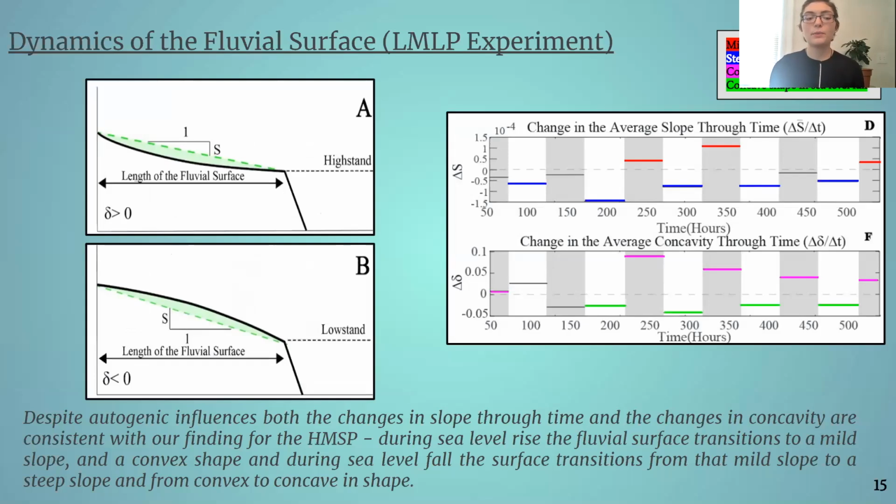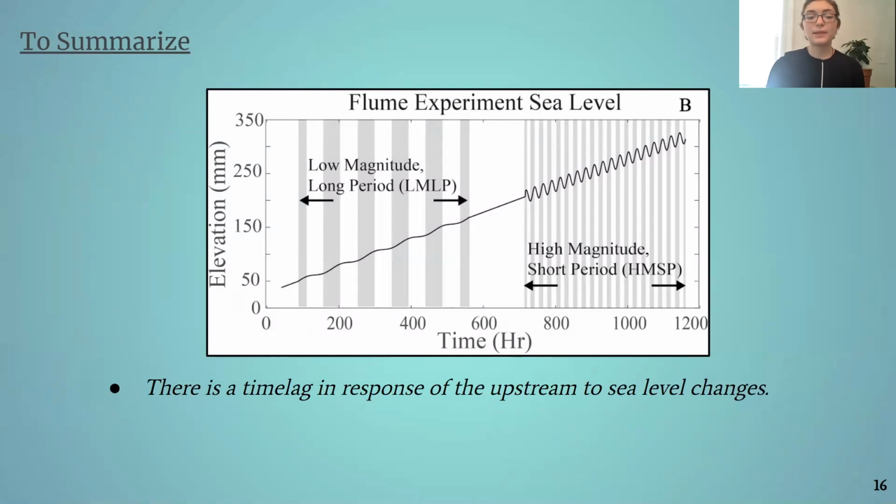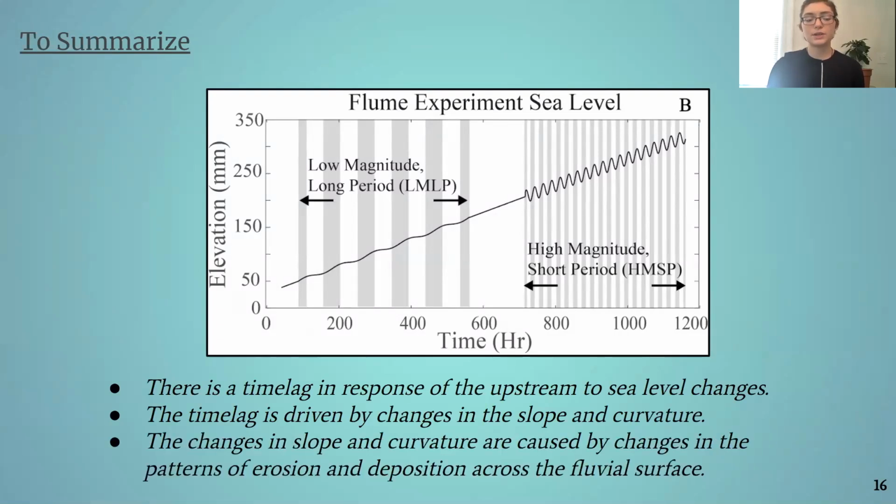Again, these are the same slope and curvature changes we saw in the other experiment, where during sea level rise, the slope becomes more mild and the fluvial surface becomes more convex before transitioning to a steep slope and concave shape during sea level fall. So, to recap, under both experiments, two different kinds of sea level change, I identified a time lag in the upstream response to sea level, which is driven by changes in the slope and curvature of the fluvial surface, and those changes are caused by the patterns of erosion and deposition that occur as sea level changes.